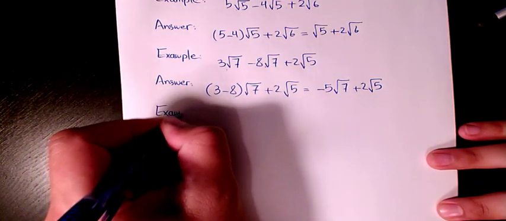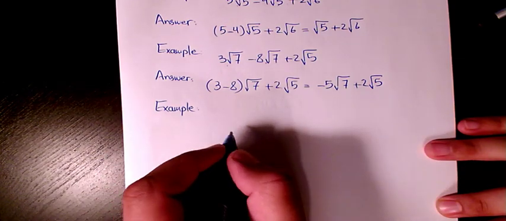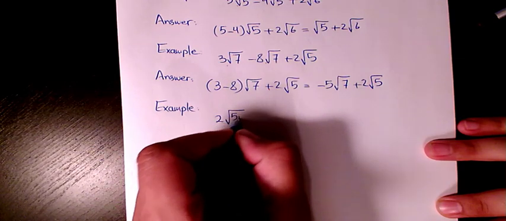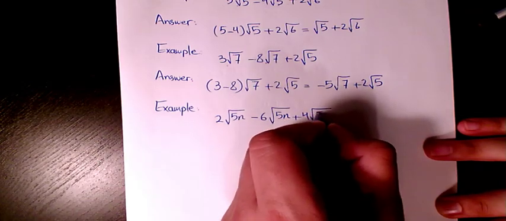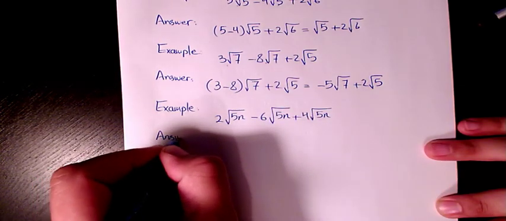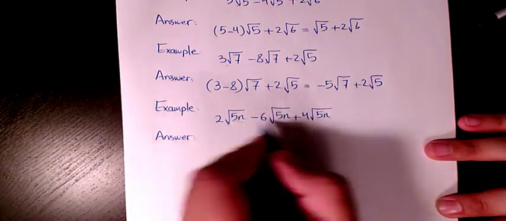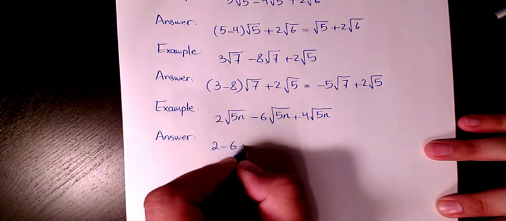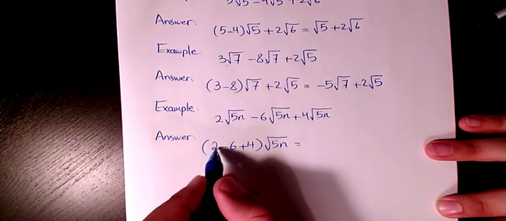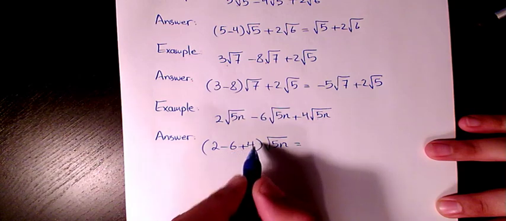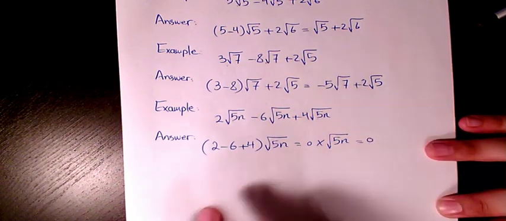Next example, we have 2 root 5n minus 6 root 5n plus 4 root 5n. Answer: all of them are the same, like terms, so we collect the coefficients. 2 minus 6 plus 4 root 5n. 2 minus 6 is negative 4, plus 4 is going to be 0. 0 times root 5n will be 0.